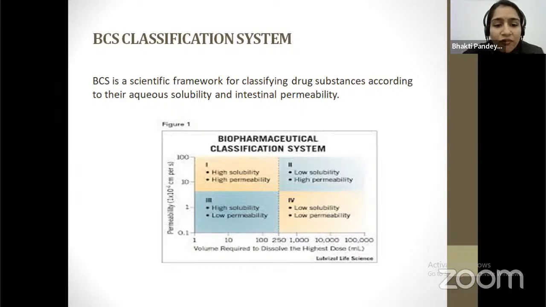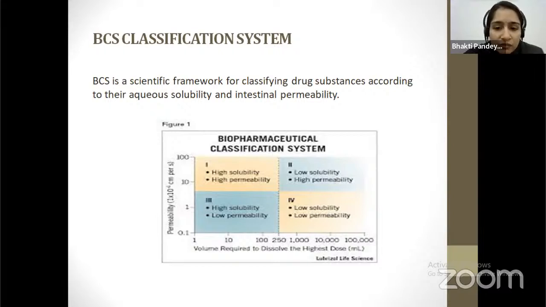First category is of highly soluble and highly permeable drugs. These drugs can give 100% bioavailability or near to 100, or greater bioavailability as compared to others. So these have high solubility and high permeability. This is the first class. Then comes the second class, which is of low solubility and high permeability. Then comes the third class, which is of high solubility and low permeability. Then the fourth class is low solubility and low permeability.